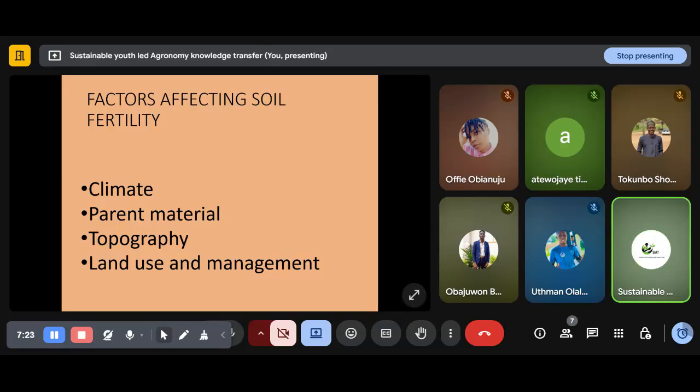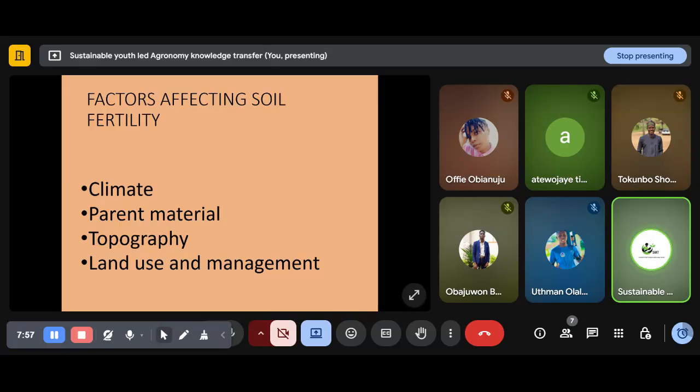Topography of the land. Now, if, for example, you have a sloppy land, it is going to affect the soil fertility, because most times when there is water, when there is erosion, it will wash away the nutrient, and you discover that there are some places in that particular area that lack nutrient. So the topography of the area you are growing in matters a lot.